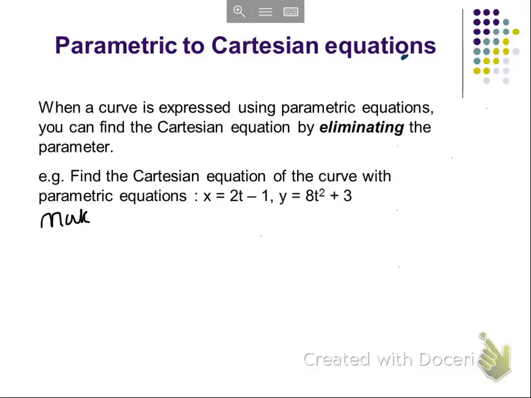When a curve is expressed using parametric equations, you can find the Cartesian equation by eliminating the parameter, here our parameter t. So find the Cartesian equation of the curve with parametric equations x equals 2t minus 1 and y equals 8t squared plus 3. What we'll do is make t the subject of the first equation, and then substitute this into our second one, y equals 8t squared plus 3.